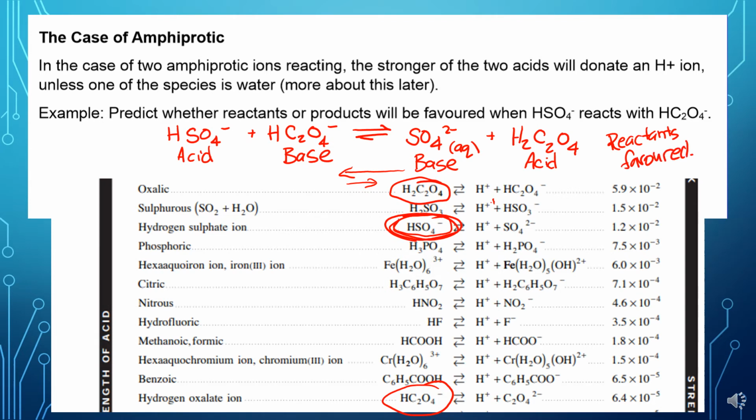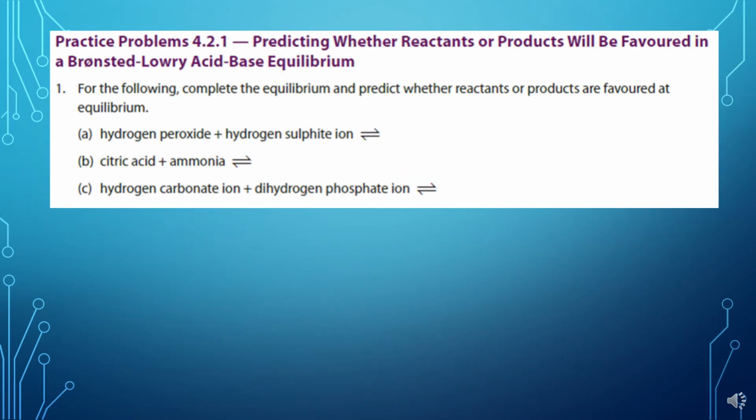And there's a lot of questions for you to try this week that will hopefully get you through some of these questions. So for these, we've got some practice problems. It says for the following, complete the equilibrium and predict whether the reactants or products are going to be favored. With this one, I've got hydrogen peroxide, H2O2, and the hydrogen sulfite ion, HSO3 minus.